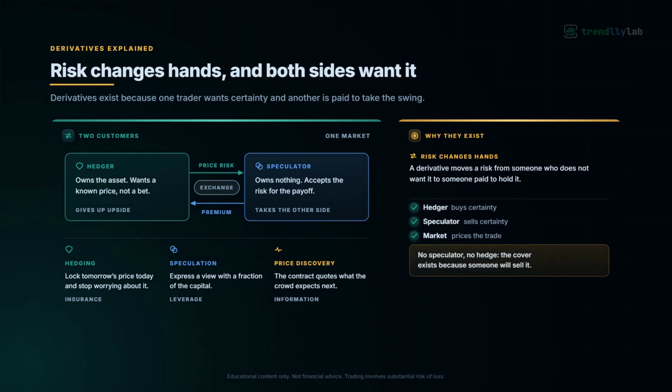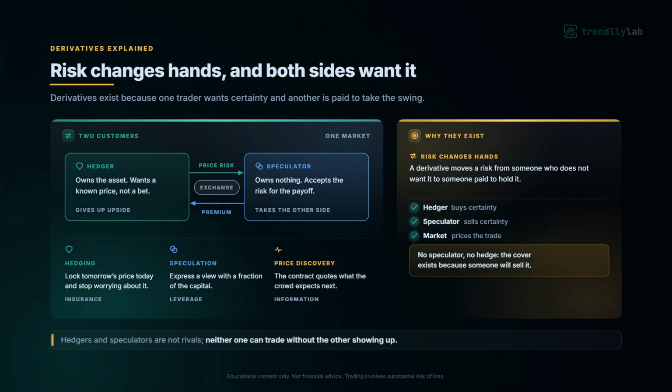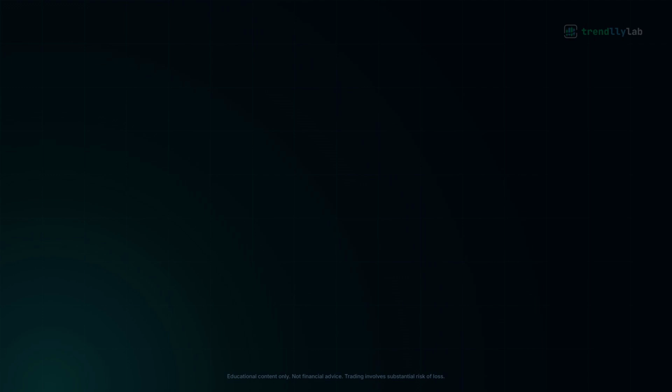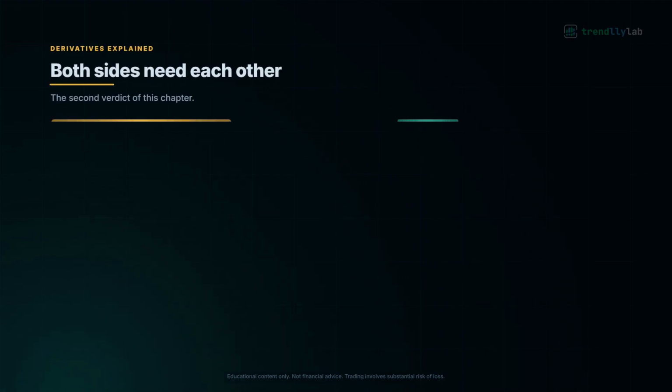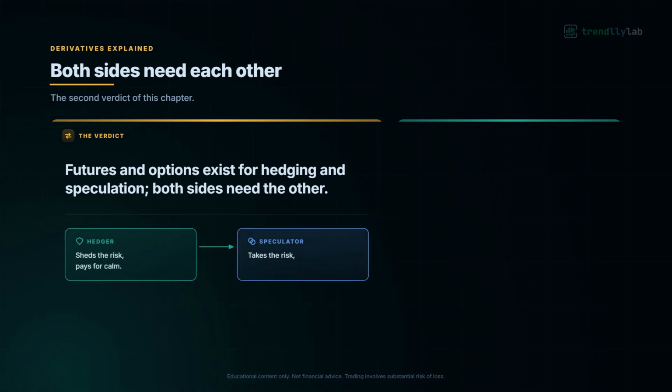With no speculator, there is no hedge, because the cover exists only because someone will sell it. Not rivals. Hedgers and speculators are not rivals, because neither can trade without the other showing up. That is worth its own verdict. Both sides need each other. That is the second verdict of this chapter. Underneath, the verdict. Futures and options exist for hedging and speculation, and both sides need the other. There they are. The hedger sheds the risk and pays for calm, while the speculator takes the risk and wants the payoff. Why it holds.